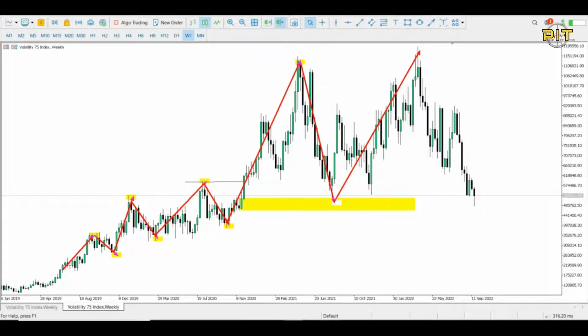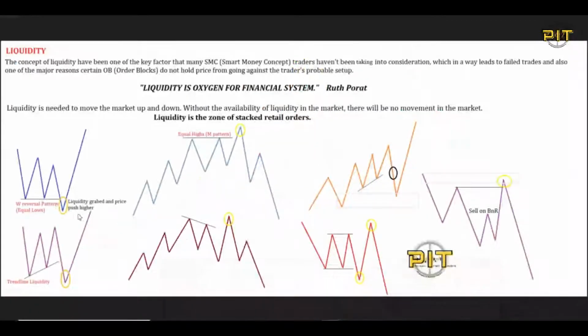Now let me explain what we understand by this concept of liquidity. Let's say a car needs fuel for it to move, so also the market needs liquidity for price to move in the market. So basically liquidity is the zone of stacked retail orders. And there are different liquidities. We have the external liquidities, we have the internal liquidities. I won't really talk about these liquidities in detail in this video. We'll create a separate video for that.